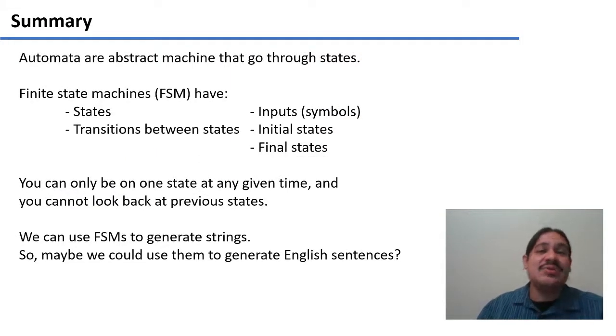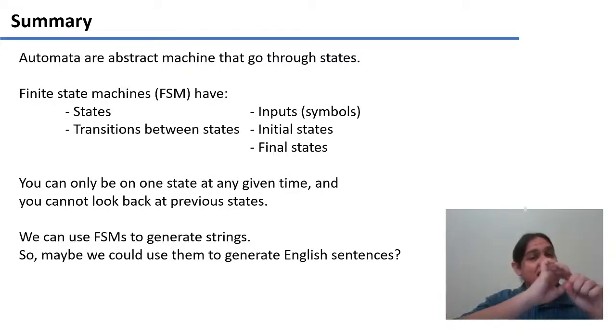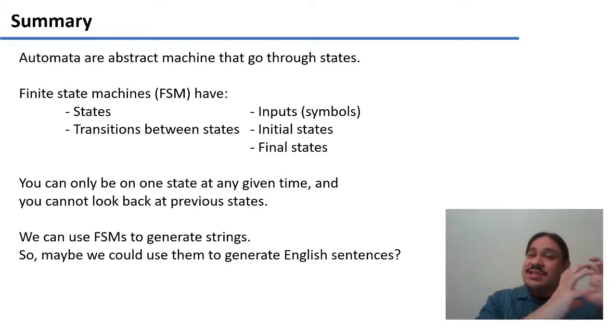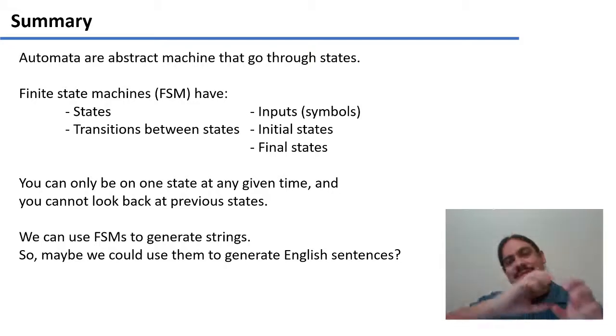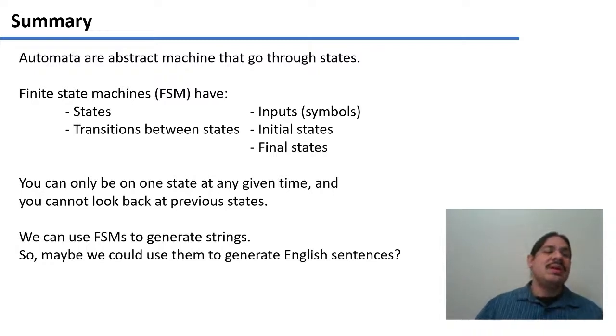In summary, an automaton is a kind of abstraction, a kind of machine that goes through states. One kind of automaton is a finite state machine, which has states, transitions in between the states, inputs that you can provide to trigger the transitions, initial states where you start and final states where you generate an output or where you accept an input. You can only be on one state at any given time. And very importantly, you can never look backwards. If you don't have an explicit connection going through something, you cannot look at what other states contained.